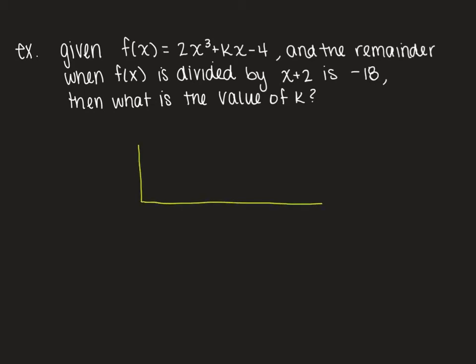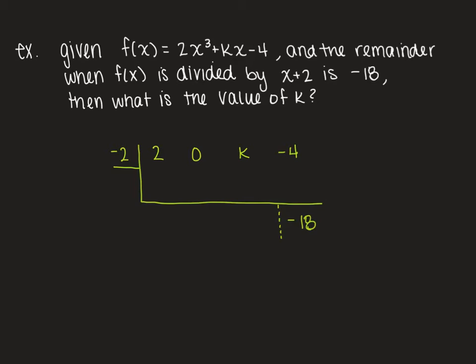We're dividing by x plus 2, so I put a minus 2 in the front. Then I need to make sure I have a column for everything, so I have a 2x cubed. I do not have an x squared, so I have a 0. I have a kx, that's my linear term, and then I have a minus 4, that's my constant. My remainder was also given to us, and it was negative 18. So here you need to start from the beginning and work backwards from the end, and meet in the middle so we can figure out what k is.